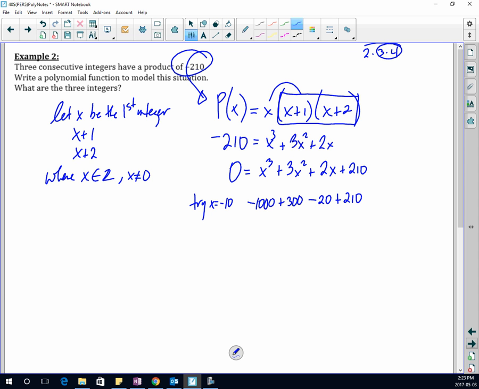I think we need to go down a number. Let's try negative 5. We have to find that it equals 0. So negative 5 cubed would be negative 125. 5 squared is 25, so plus 75, minus 10 plus 210. Do we get it? No.